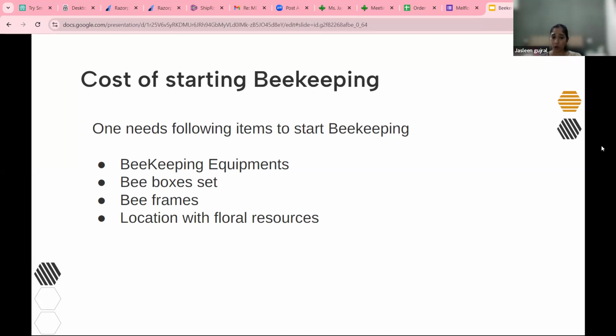The following items need to be taken for the starting, like bee equipment, which on the previous slides I showed you, what all equipment you need. Then the bee boxes set, which has frames, the stand of the bee boxes, the cover, then bee frames, then the location of the floral resources, basically where you want to keep the boxes. All these things need to be there when you want to start.